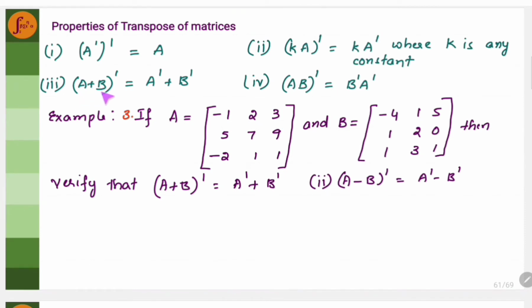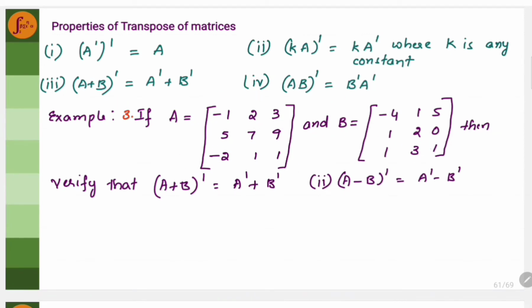Similarly, if you have two matrices A and B, you add them and then take the transpose. This will be the same as taking the transposes of matrix A and matrix B and then adding them. And the same thing with respect to multiplication. If you multiply matrices A and B and take the transpose, it is the same as taking the transpose of B multiplied with the transpose of matrix A. We can prove each of these with suitable examples.